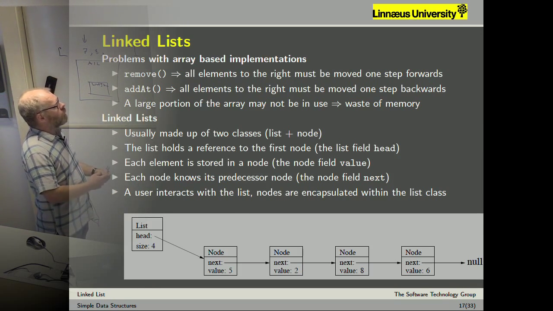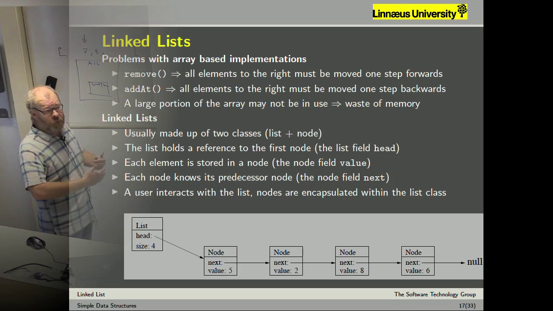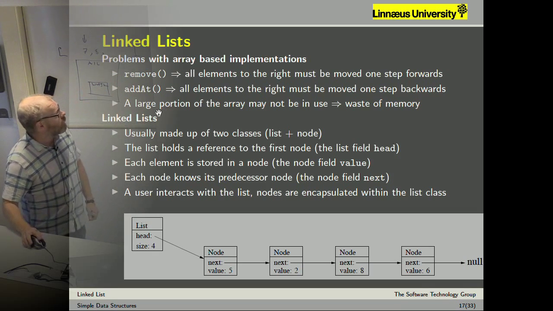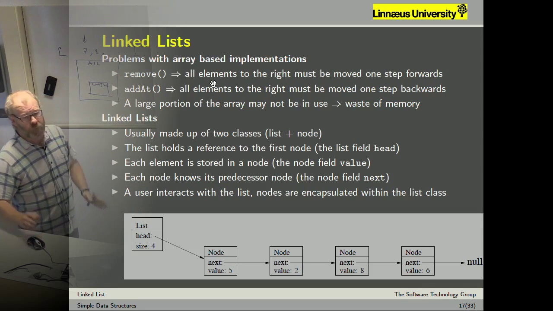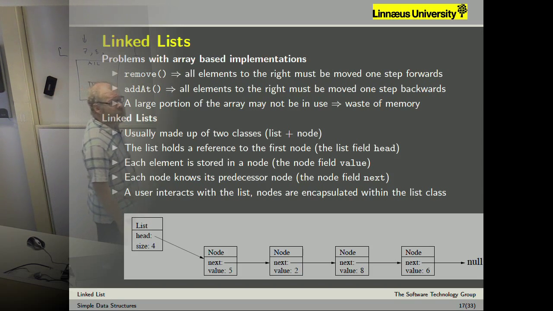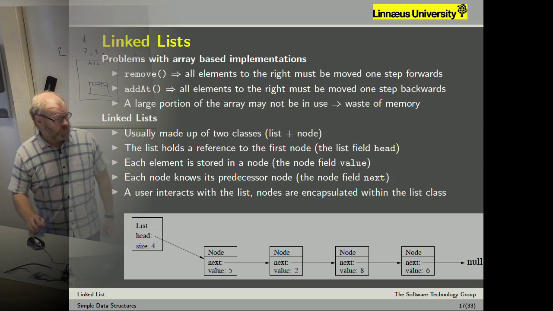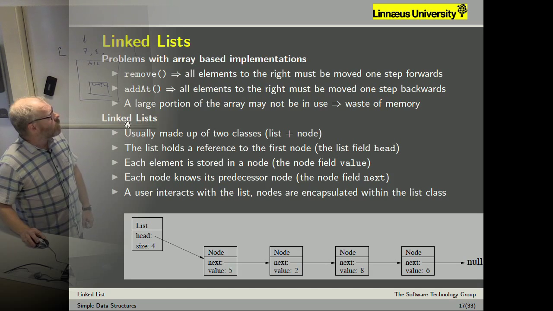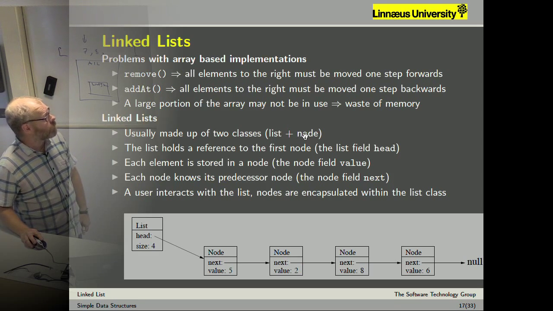Assume that you are using it as a queue. You are adding elements at the end, and you're always removing them from the first element. Then in every remove operation, you have to move all the elements one step to the left. It will make the queue operation very slow. A linked list is another approach. We are using two classes, the list and an inner class called the node.